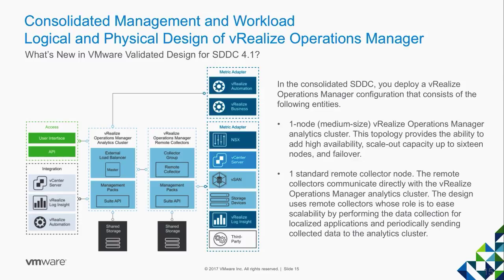And so in the consolidated management workload, instead of using 3 nodes as in the distributed design, we use a single 1-node medium-sized vRealize Operations analytics cluster. This topology gives the ability to add nodes later. We can add high availability, we can scale out the nodes, we can add some failover. But we start with 1 node, put it behind an NSX edge service gateway in order to access the UI. As we find that we want to add high availability and more data nodes, we can expand that out up to the total max, but put everything behind the load balancer to distribute even the user sessions for the administrative portal or the dashboards.